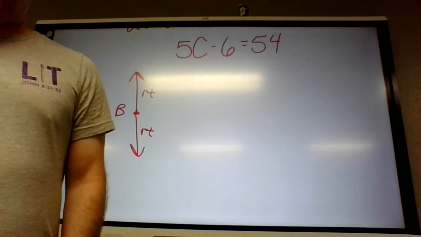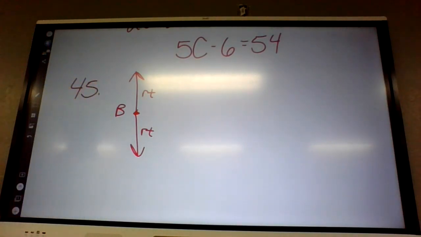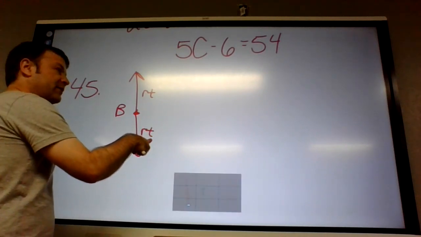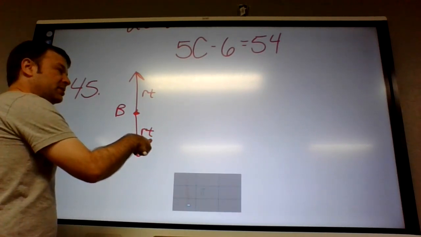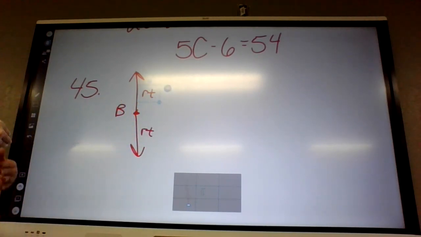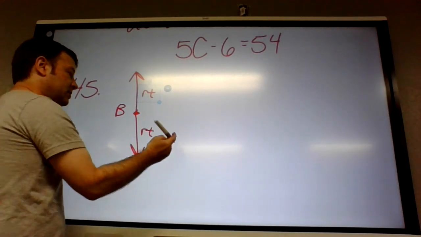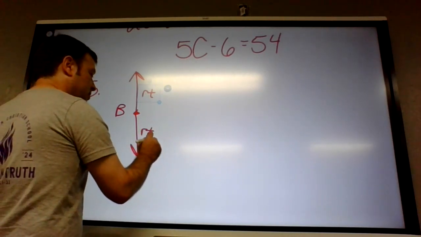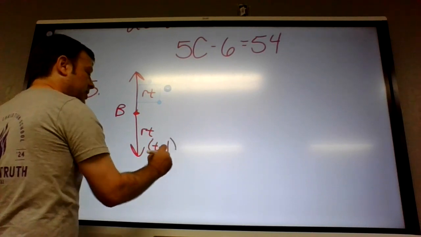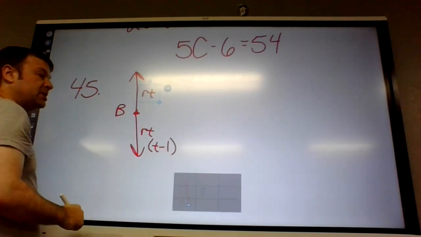The first thing they told us was the southbound train left an hour after the northbound train. So if this guy left an hour later, would his time be shorter or longer? Shorter. If you left later, then you've been traveling for less time. So his time we're going to call T minus 1, and this guy's time is just going to stay T.